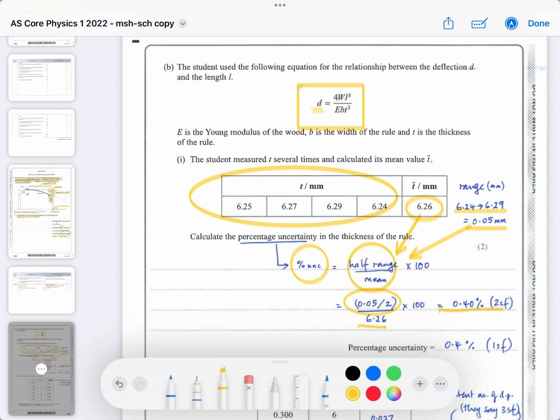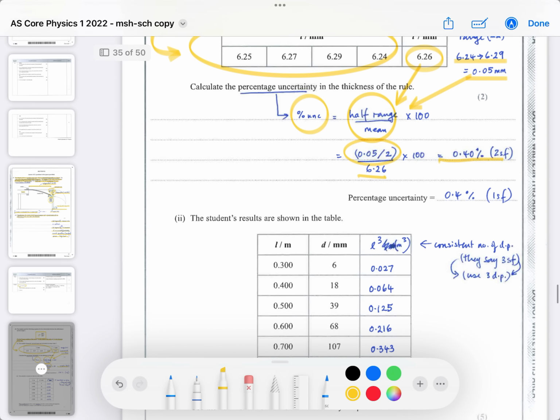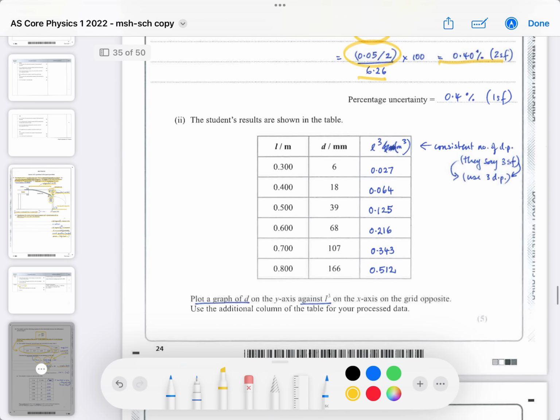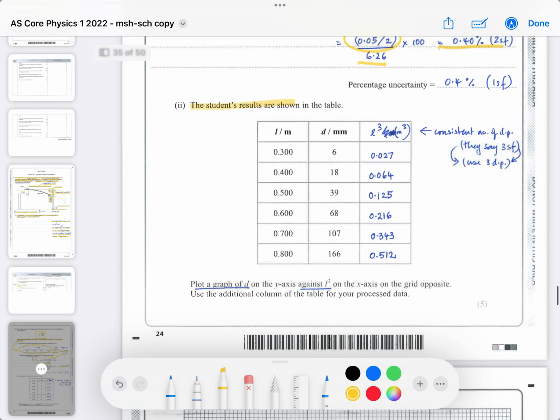Okay? And E is the Young's modulus of the wood. B is the width of the ruler, and T is the thickness of the ruler. So they're giving you the value of the thickness of the ruler in this table. Once you've worked out the percentage uncertainty, they want you to then do a graph. So here's the student's results in a table. They want you to plot D against T cubed, or L cubed, sorry. So D on the y-axis, and then they want you to use the additional column for your process data.